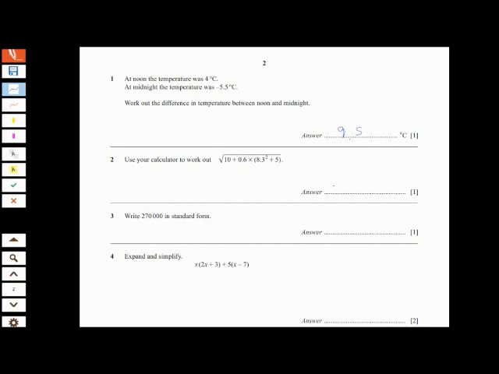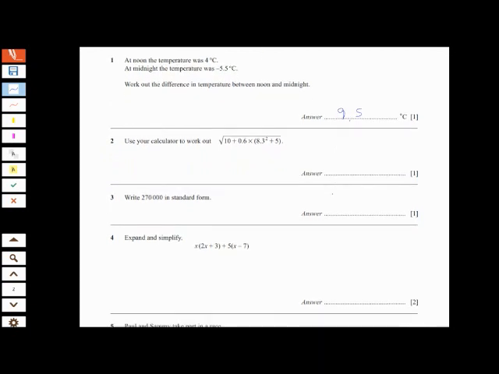Use your calculator to work out. So just key this in your calculator and you'll get it. 7.37.